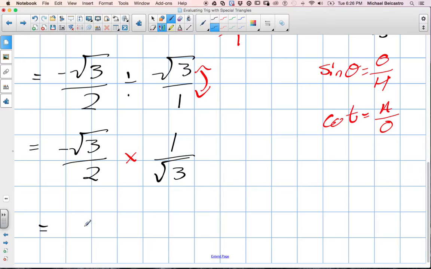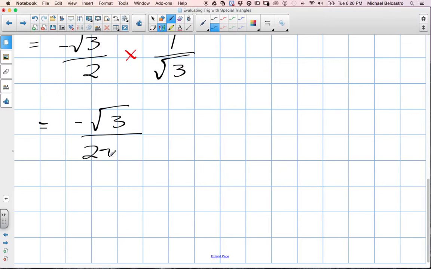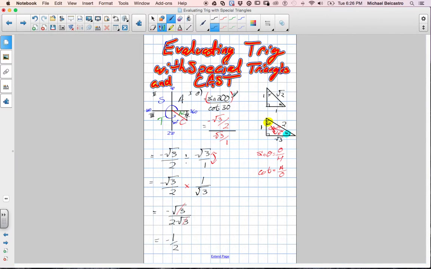Which means this is going to equate to negative root 3 times 1, which doesn't change, over 2 root 3. And root 3 divided by root 3, because it's all multiplication, creates a value of 1. You could say they cancel out. And this ends up being negative a half. So sine 300 over cotangent 30 is actually equivalent to negative 0.5 or negative 1/2.